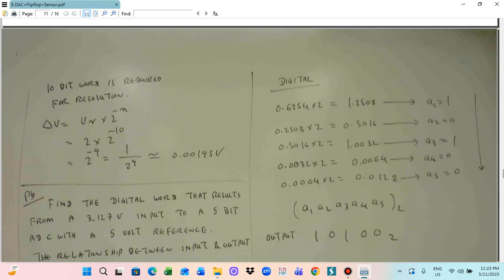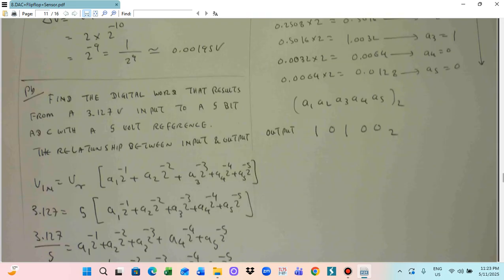Therefore, we have to find out the delta V. So VR multiplied by 2 power minus n, so 2 multiplied by 2 power minus 10. So we can calculate 0.001950.